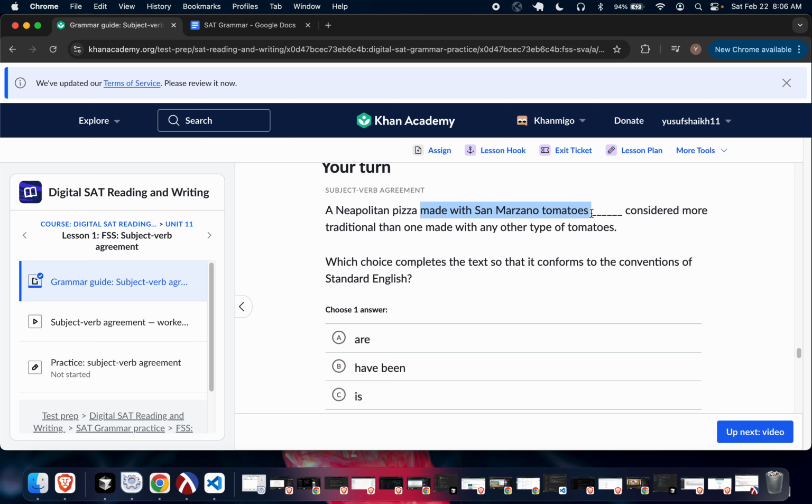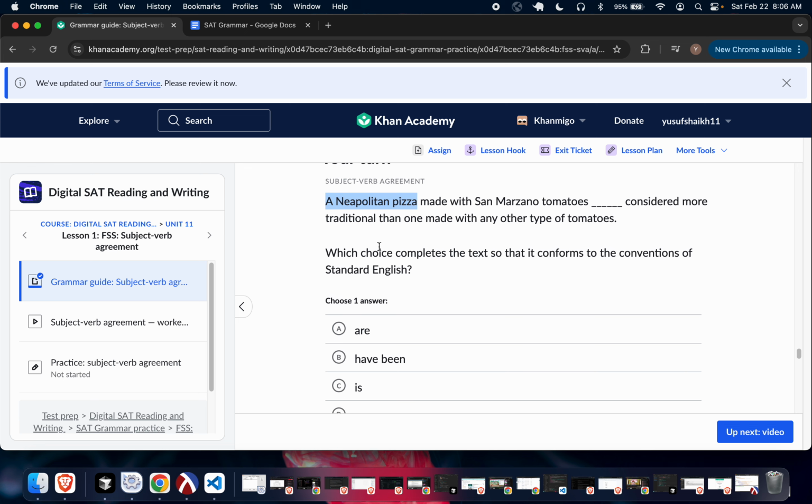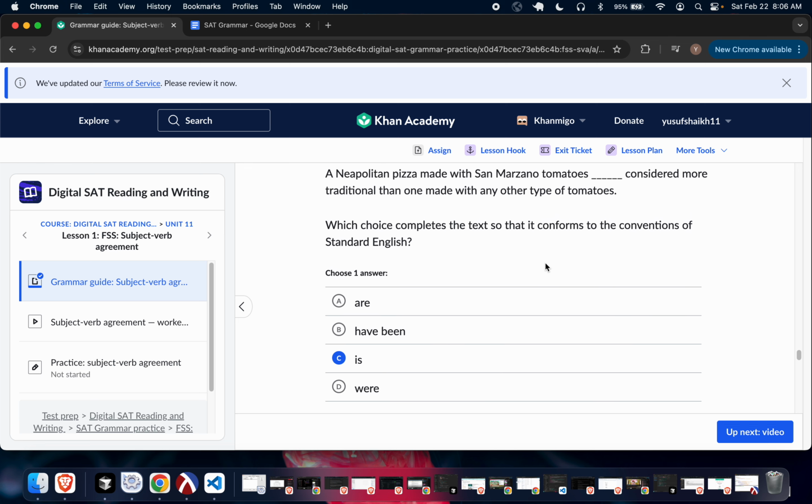Made with San Marzano tomatoes is actually describing the pizza, right? So you might think that the San Marzano tomatoes must be the subject. It's not. This is actually just describing the subject. The subject again is a Neapolitan pizza. Since the subject is singular, we're going to need a singular verb to pair with that. So a Neapolitan pizza is considered, right? That would make more sense.